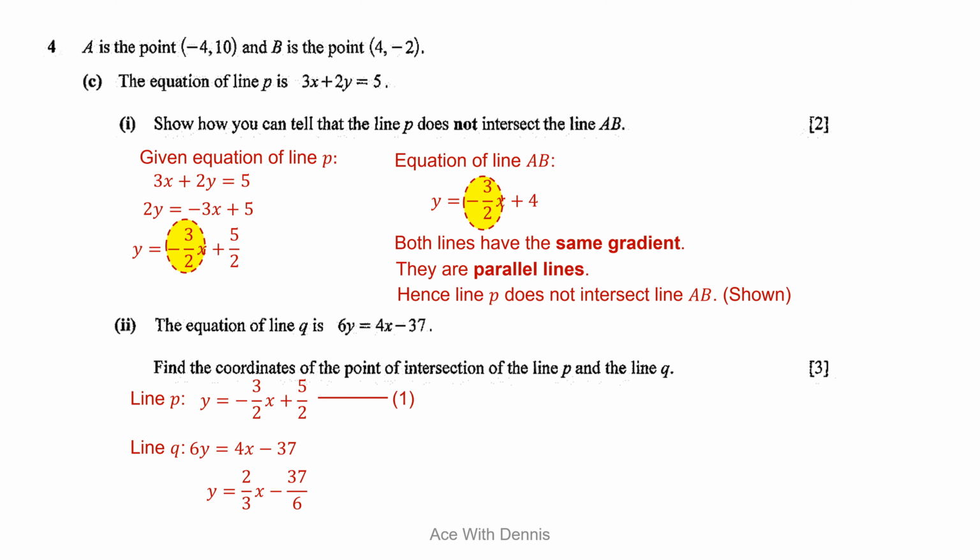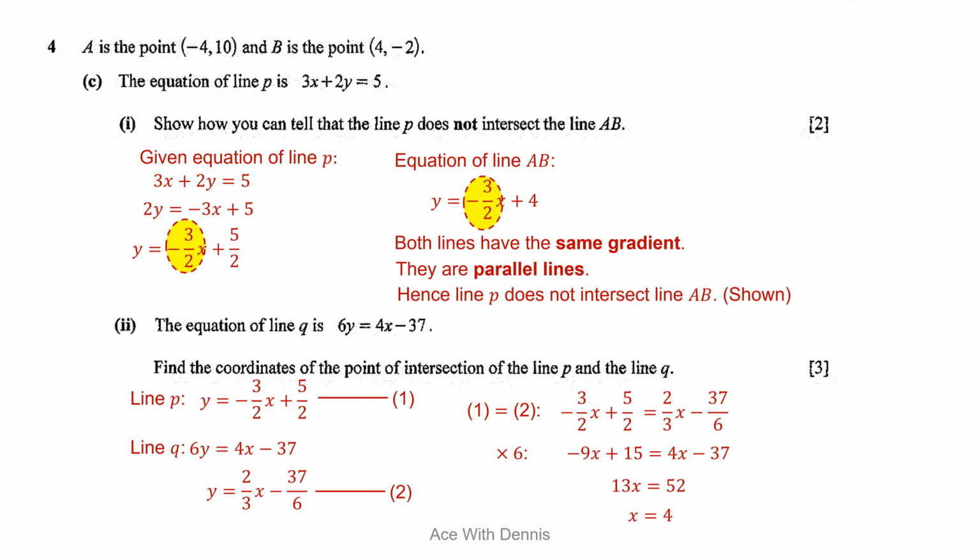And now we move the 6 to the right hand side. It becomes y equals 2/3 x minus 37 over 6. Then I will label this as equation number 2. So I equate equation number 1 to equation number 2, and this is what we get. -3 over 2 x plus 5 over 2 equals 2/3 x minus 37 over 6. Then both sides multiply by 6, I'll get -9x plus 15 equals 4x minus 37. Then I can solve this equation. It becomes 13x equals 52. Then x will be equal to 4.